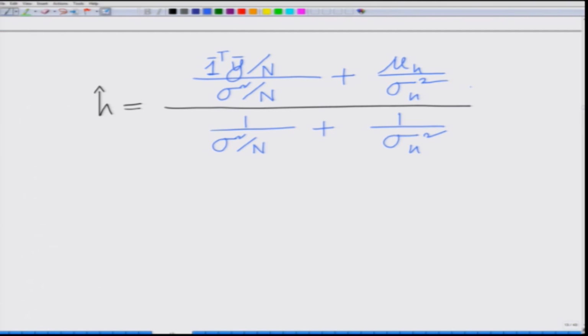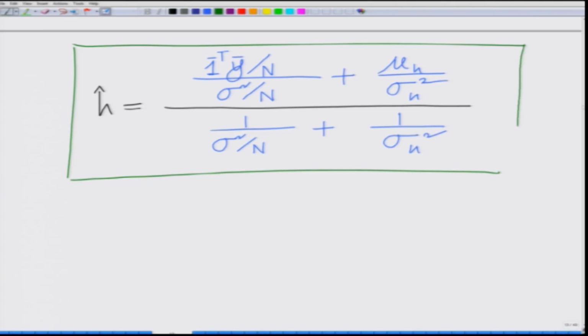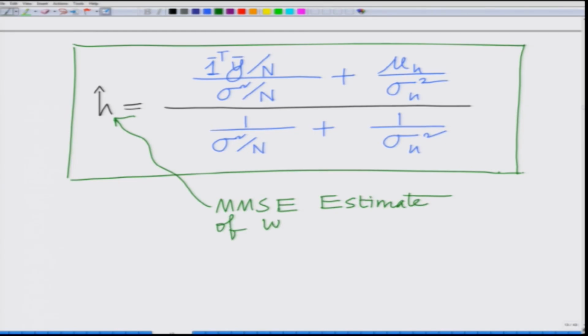Okay. So it has a very beautiful interpretation, and one has to appreciate this beautiful interpretation of the MMSE estimate in the wireless sensor network. So, this is the MMSE estimate for the wireless sensor network, where the parameter H is being sensed by the wireless sensor network. All right. So, this is the simplified expression for the MMSE estimate.